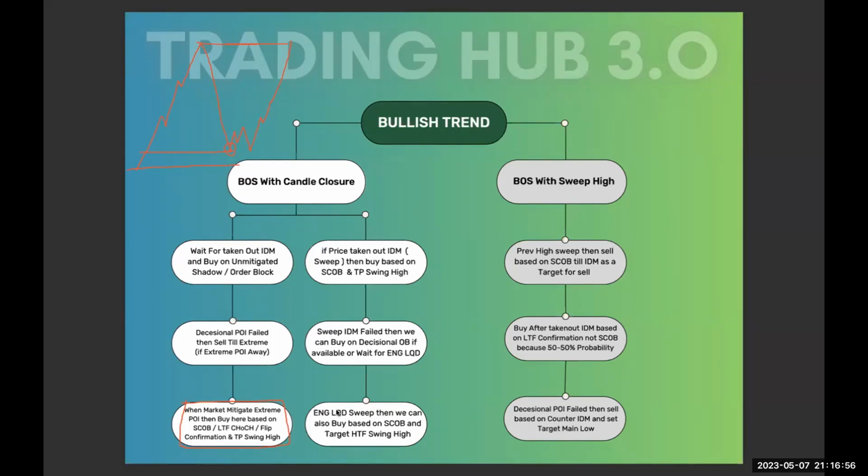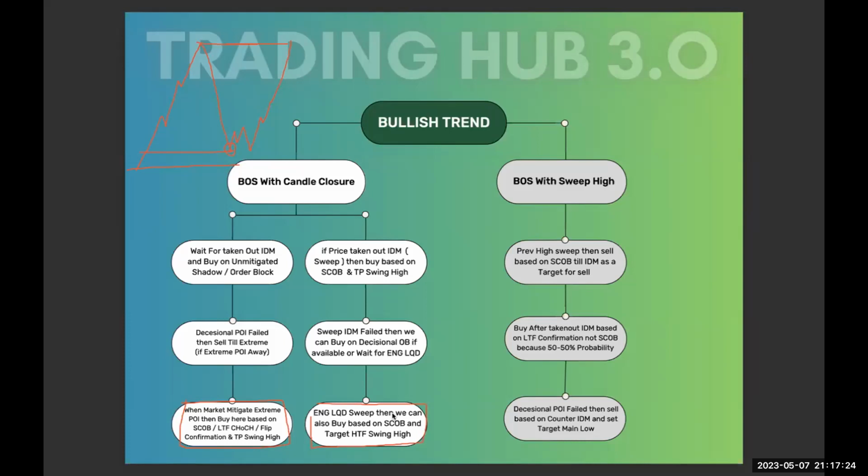And the next one, instant liquidity sweep. In a sweep scenario, you can also buy based on only single candle order block. Target a higher time frame swing high. In this case, you don't need to wait for chalk or flip, because the instant liquidity is a sweep here. Instant liquidity, inducement, main high low: if sweep, then you can buy or sell based on only single candle order block. You don't need to wait for chalk flip or anything.